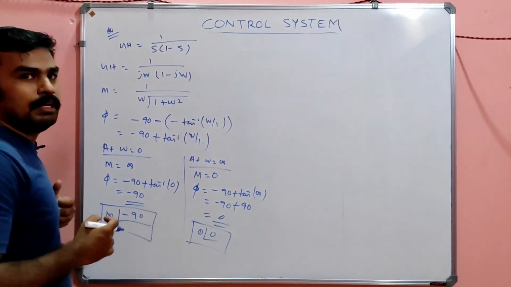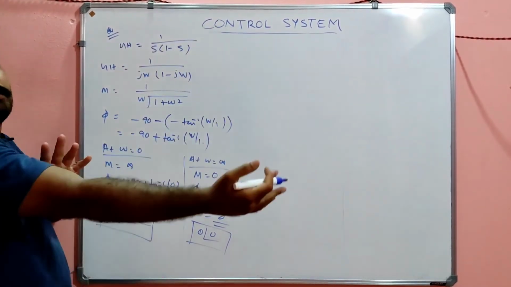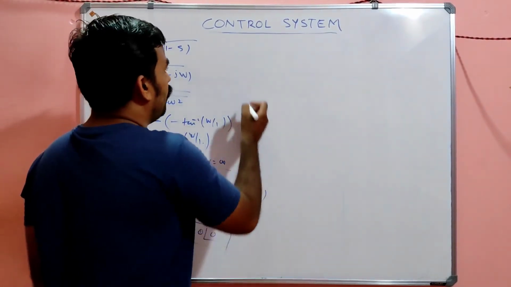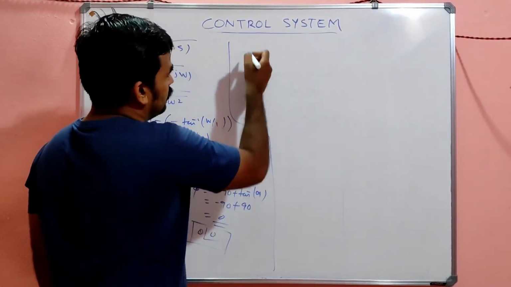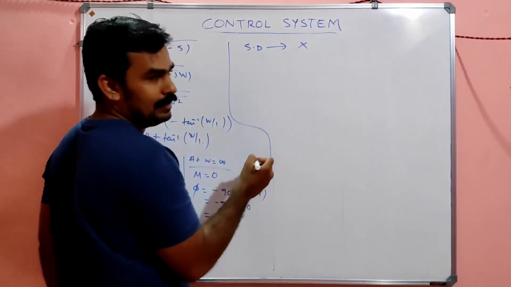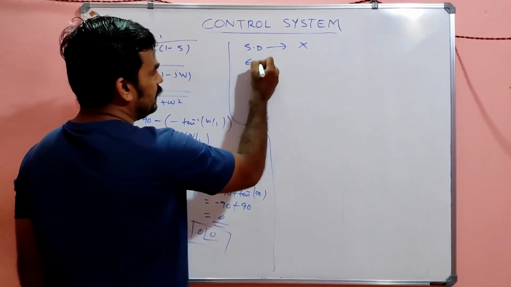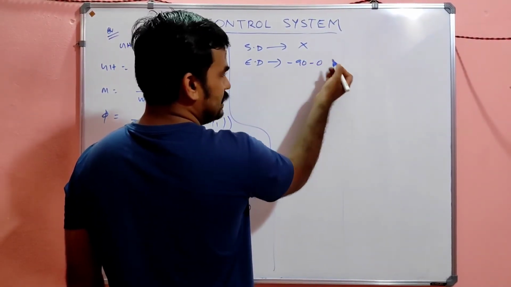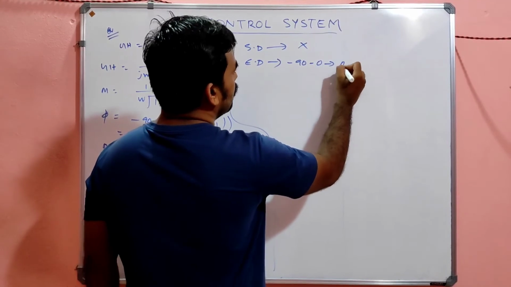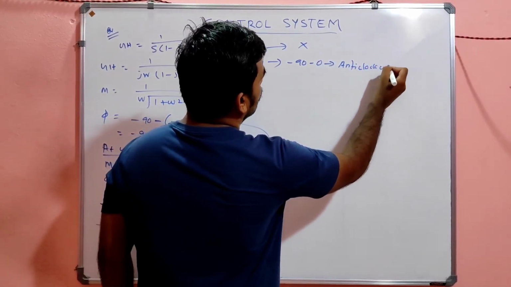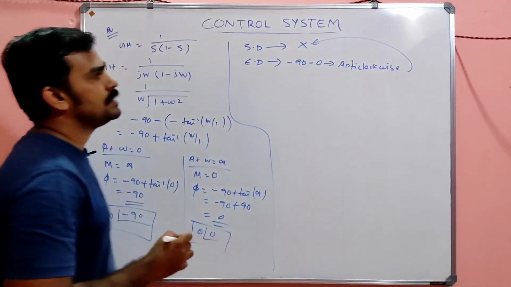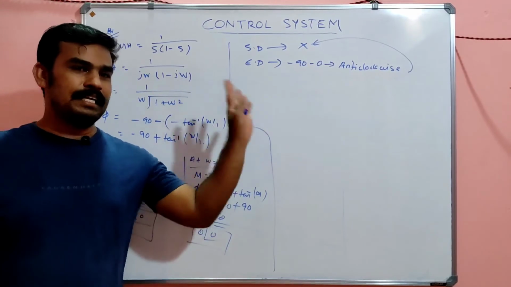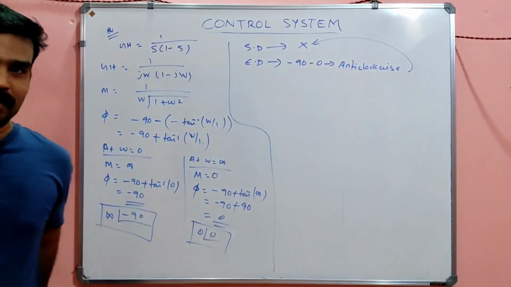So again it's a non-minimal phase system, because of 1 minus s, so a pole will be on the right half of the s plane. So we have to check the starting direction and ending direction first. The starting direction is definitely not valid for a non-minimal phase system, and the ending direction will be what, my dear? Angle difference, minus 90 minus 0. So it is a negative angle, so the ending direction will be anti-clockwise. Starting direction is a problem in many non-minimal phase systems. That's all.